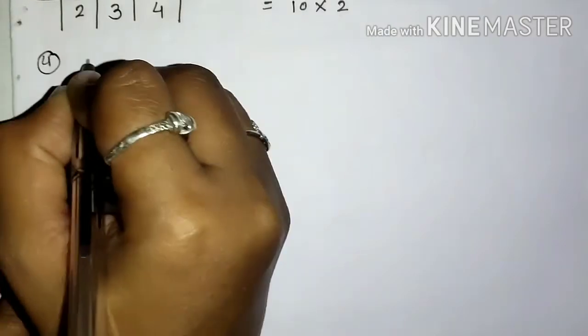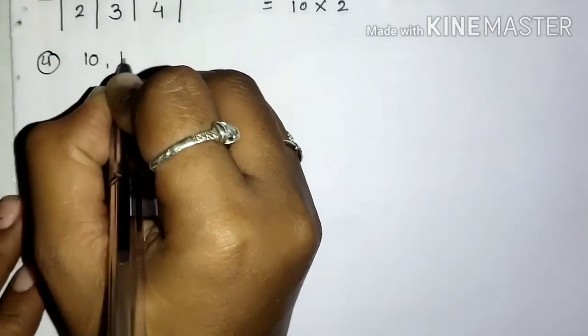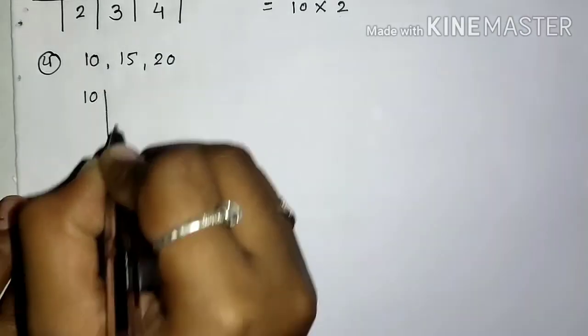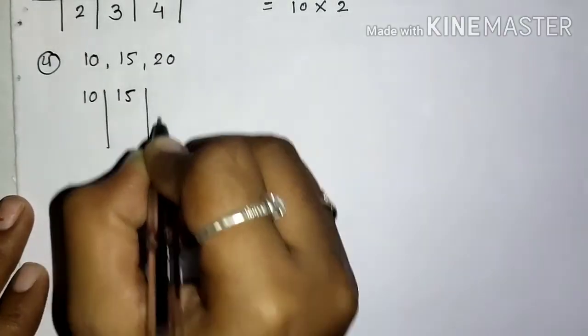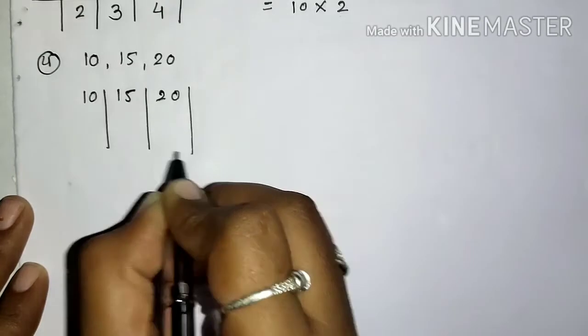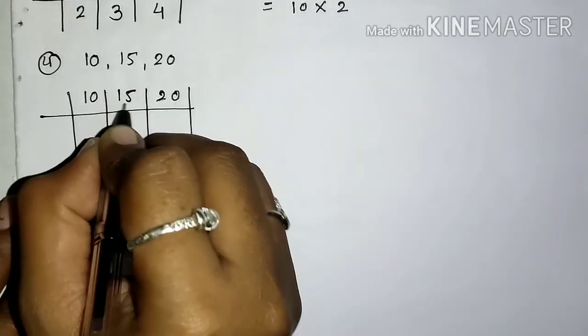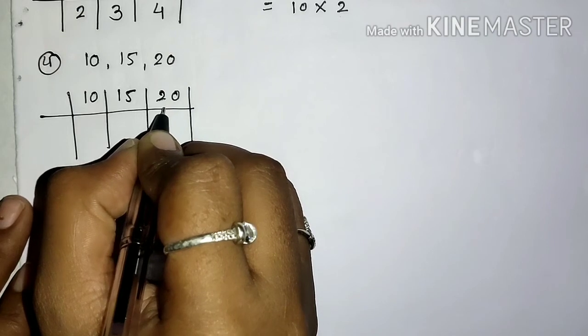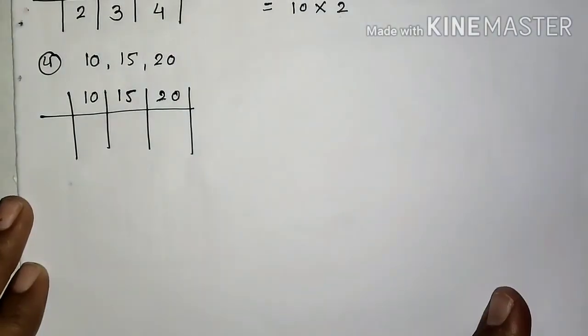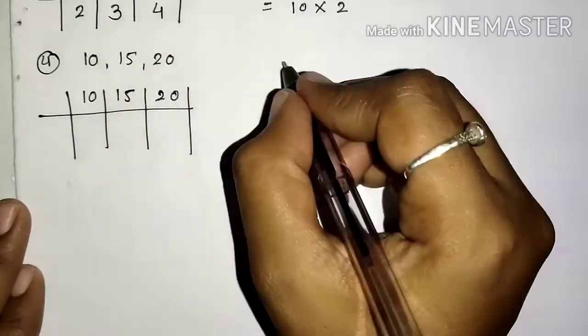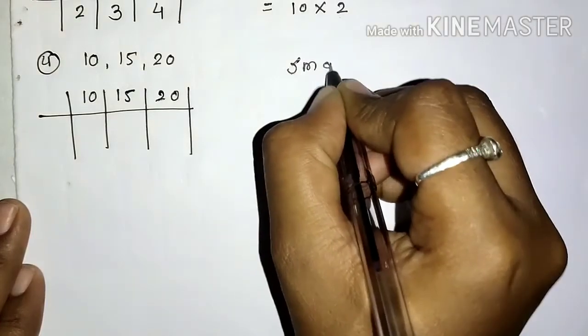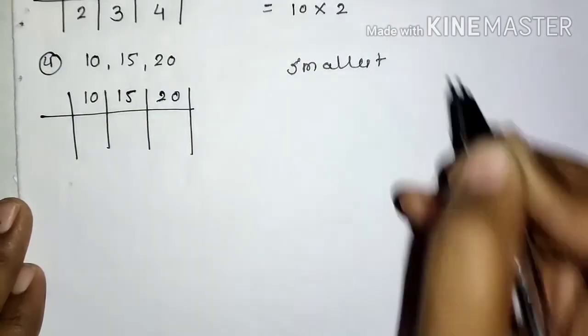Fourth example is 10, 15 and 20. So let us make the arrangement. 10, 15 and 20. Now if I observe carefully, all these three numbers can be divided by 5, which is the largest common divisor. But here we have to always start with the smallest prime number.